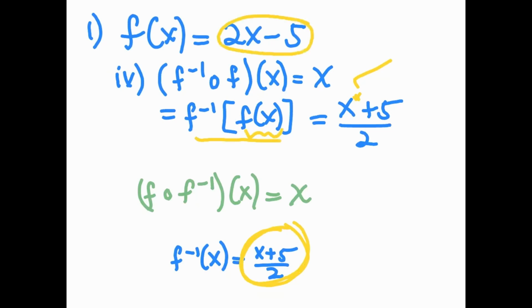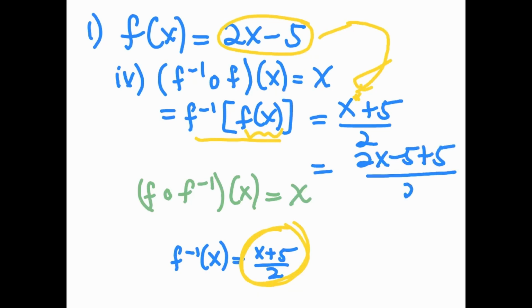So that means we'll now substitute this 2x minus 5 into this variable x star to come up with 2x minus 5 plus 5 all over 2. Simplifying further, negative 5 plus 5 is equal to 0, and we'll now have what?